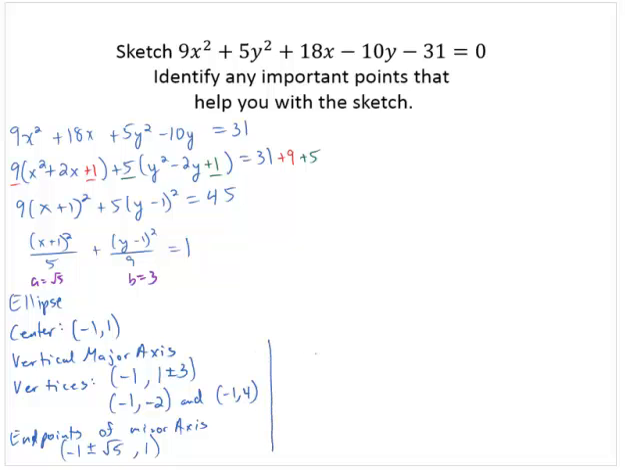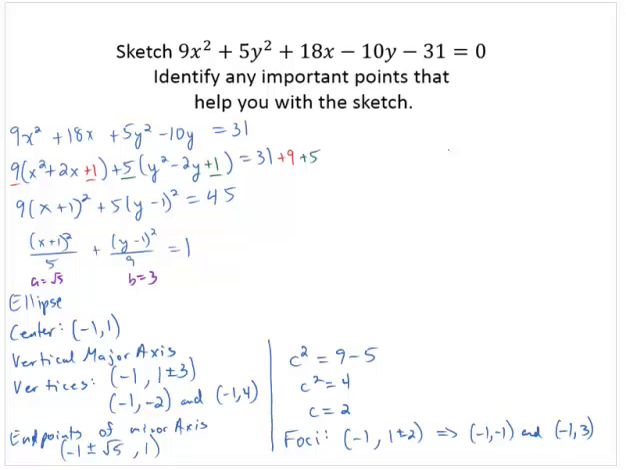To help us find the foci, let's identify the c value. C squared is a squared minus b squared, or b squared minus a squared, depending on which is greater. So c squared is 9 minus 5. C squared is 4, which implies that c is 2. Remember that the foci are on the major axis, so for the foci, I would have -1 and then 1 plus or minus 2. And so then the foci are -1, -1, and -1, 3.